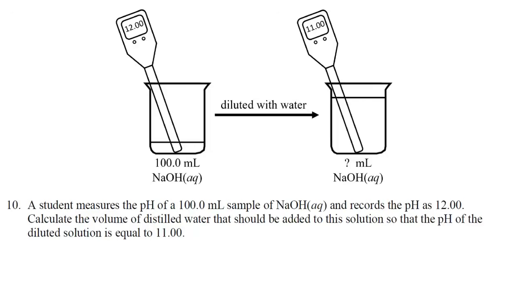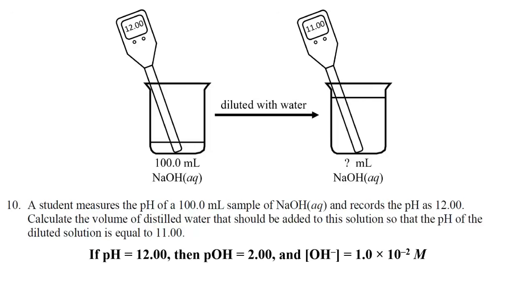Now the question goes on to say, calculate the volume of distilled water that should be added to this solution so that the pH of the diluted solution is equal to 11.00. So as we can see in the beaker on the right, we now have a new pH of 11.00, and we have a larger total volume of solution. So the strategy for solving this question is, let's go from pH to pOH, and then let's go from pOH to the concentration of hydroxide. And we'll do that for each beaker, the beaker on the left and the beaker on the right.